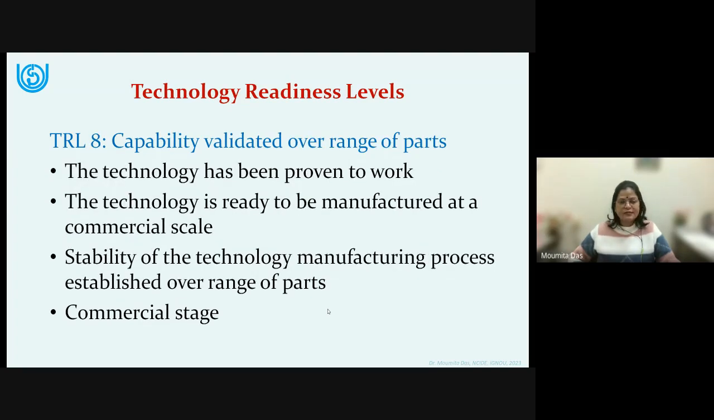So the eighth one is capability validated over a range of parts. Now, at this stage, your technology has been proven that yes, it works. Customers are using it, a small group of customers, and now you can scale it up at a commercial level. So this is over a period of time when you establish the stability of the technology or the manufacturing process. It is working fine over so many months. That is how you estimate the stability, and over a range of parts.